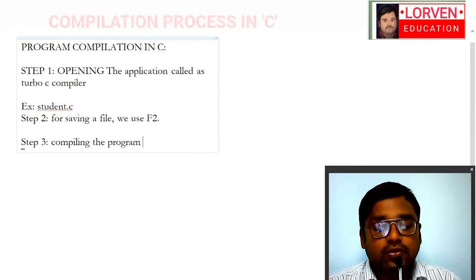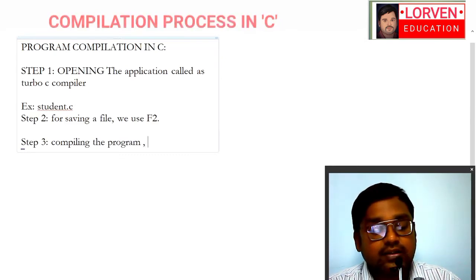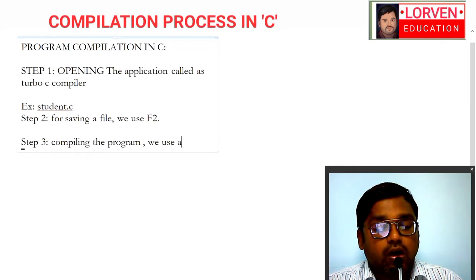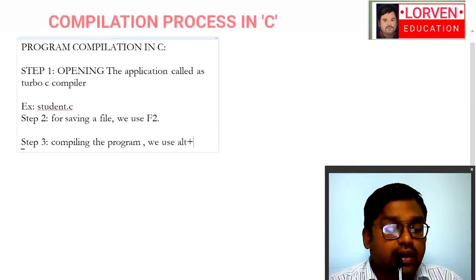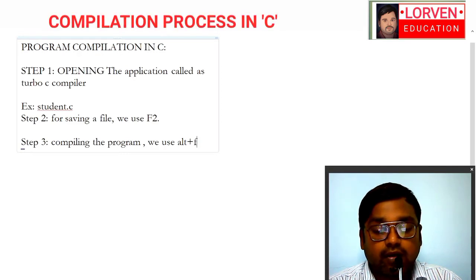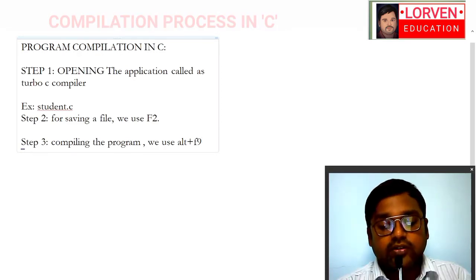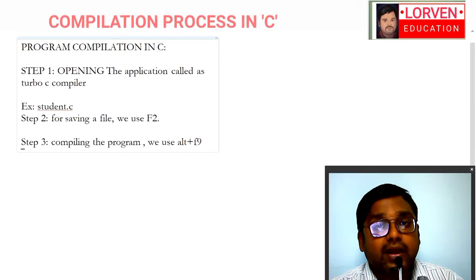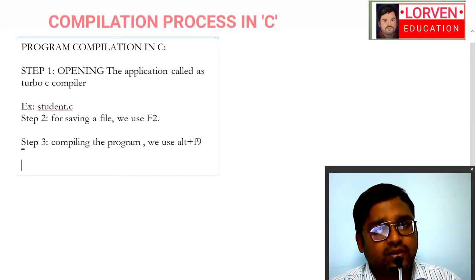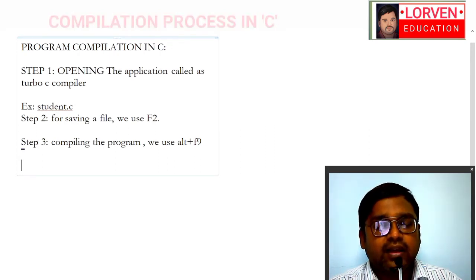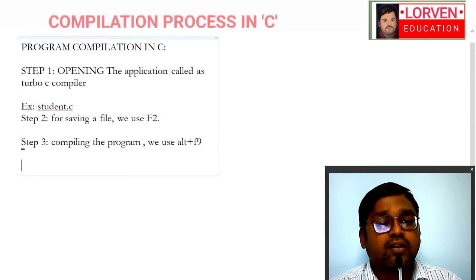This is done using a shortcut, we use Alt plus F9. This is the shortcut for compiling the code. Once you have compiled the code, you will get a base idea of whether we have some errors. Then you have to rectify the errors, and if you do not have any errors, then leave it as it is. Then you go for running the program.